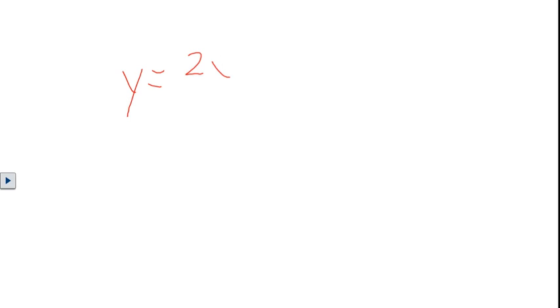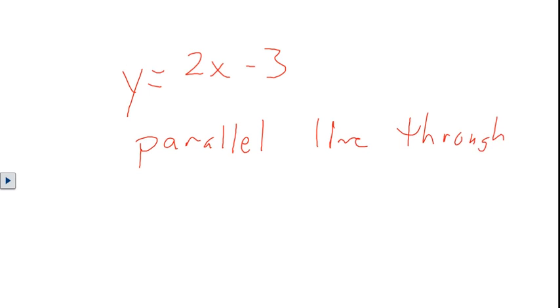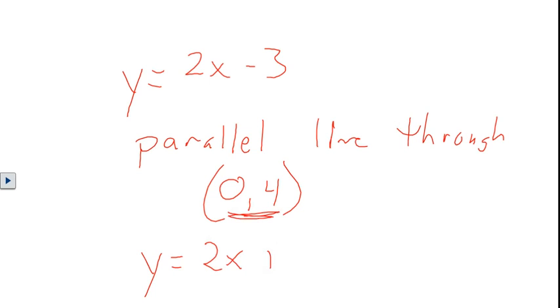And then if I gave you a problem something like this, if I said, let's say I had an equation that was y equals 2x minus 3, and I said give me a parallel line, let's say through 0, 4. Okay, well parallel tells me my slope is going to be the same, so 2x, and this point is on the y-intercept. Since it's positive, I do plus 4, so that'd be a parallel line through that point.